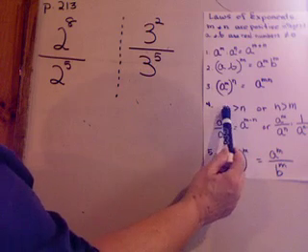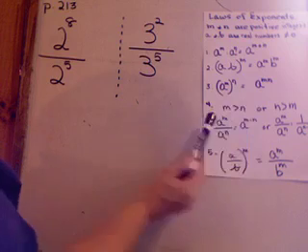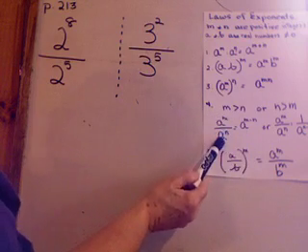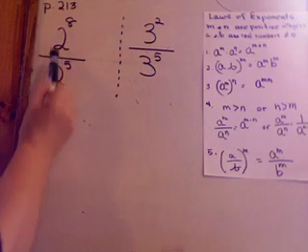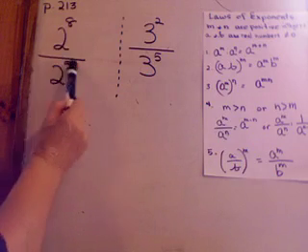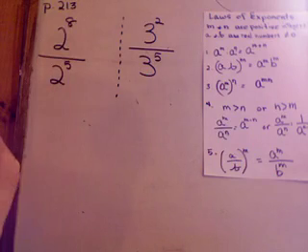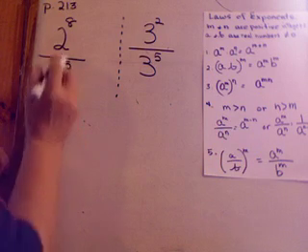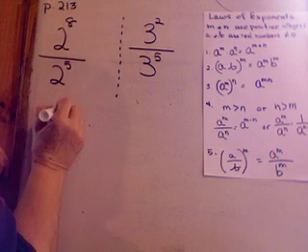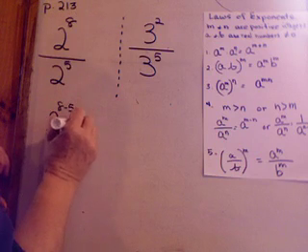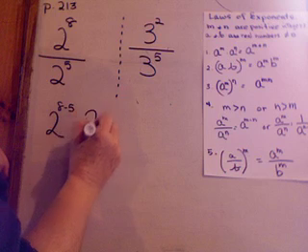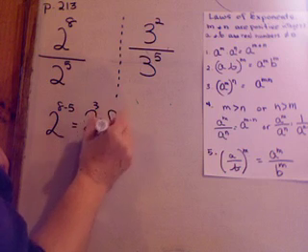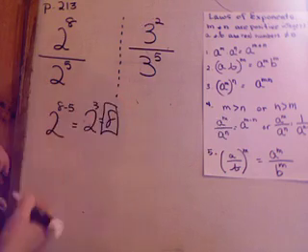When m is greater than n, in other words, when the top has a bigger exponent than the bottom, notice the bases are the same, so I'm doing 2 to the 8th over 2 to the 5th. When the top is larger, you write the answer as the base 2, and you subtract 8 minus 5. And you get 2 to the 3rd, which is 8. So that's the answer for that one.